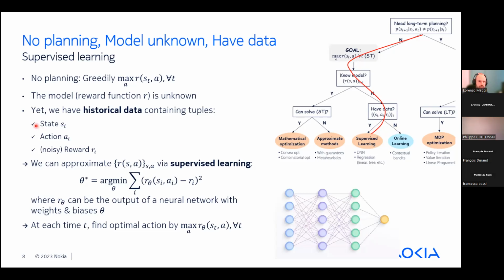This data tells you in which state you were, which action you took, and the reward that you collected at different points in time in the past. So a reasonable thing to do would be to approximate, to interpolate this function via classical supervised learning, and then optimize this interpolated function. This is classical supervised learning, and I will not delve too much into details. I'm sure that all of you know this subcase very well.